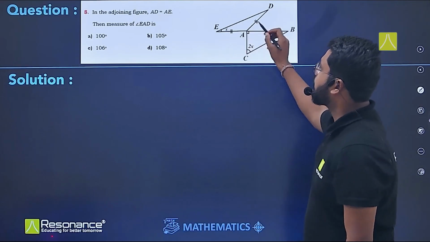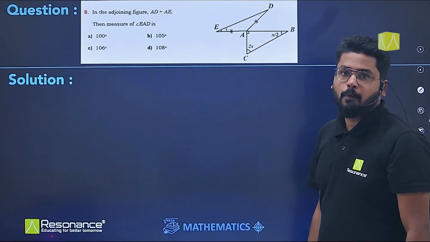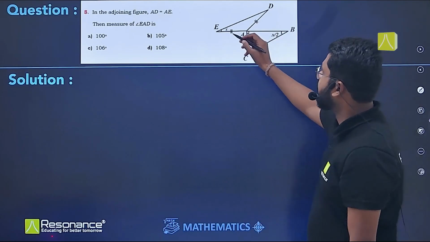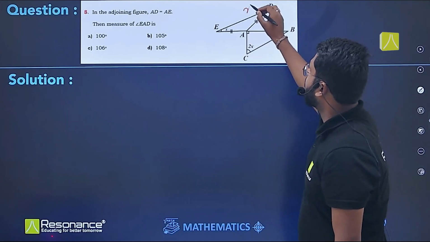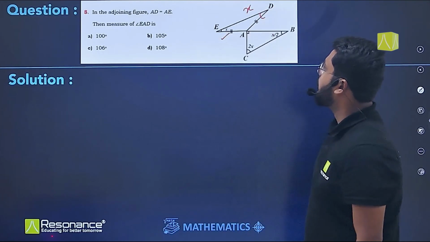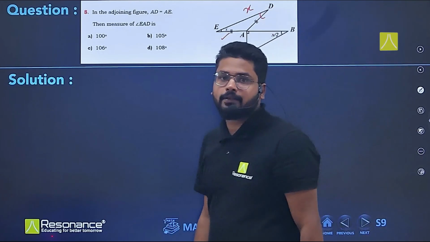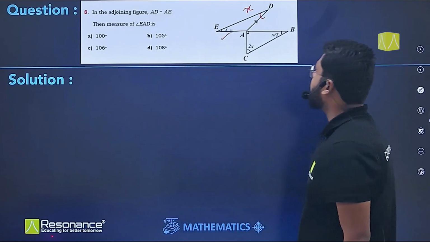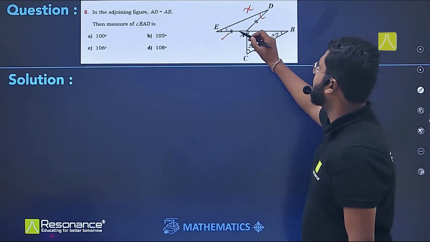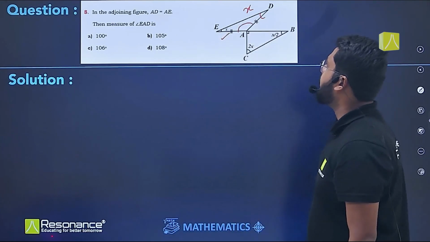This means if two sides are equal, then their opposite angles are also equal. So if this is X, then this is also X, because this is X already given. AD is equals to AE, then this is also X. Now the measure of EAD we have to find. We have to find this angle.